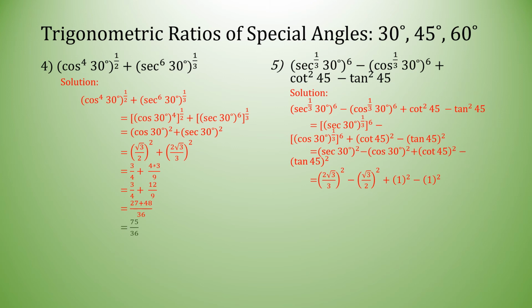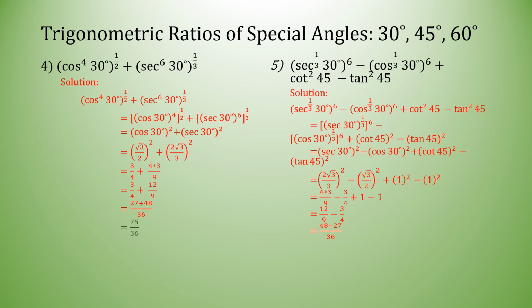So we have (2√3/3) squared minus (√3/2) squared plus 1 squared minus 1 squared. So we have 4 times 3 over 9 minus 3/4 plus 1 minus 1. So 1 minus 1 is already 0. So the remaining is 12 over 9 minus 3/4. So we have 48 minus 27 over 36.